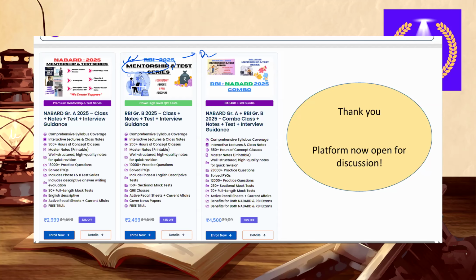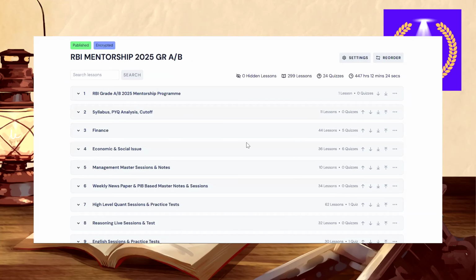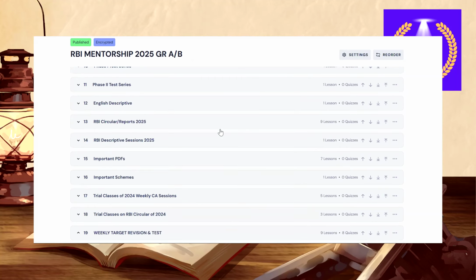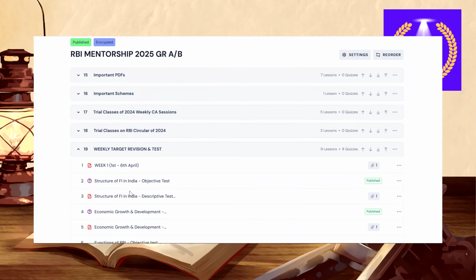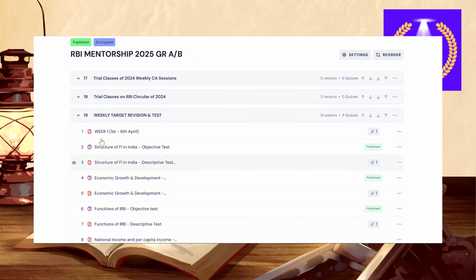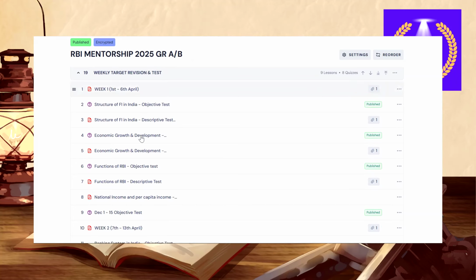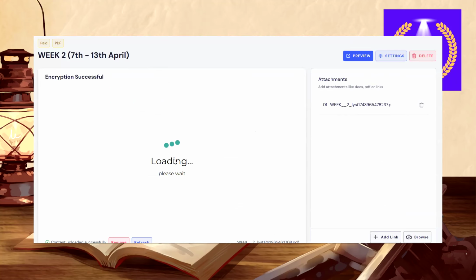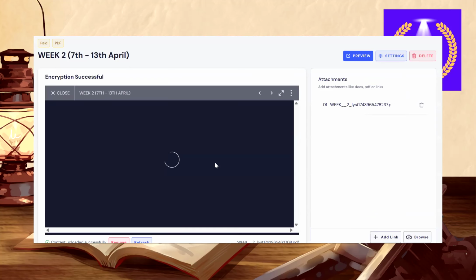Let me show you. Is my screen visible to everyone? Is it visible? All right. So here in this column, you can find the weekly targets. The first week from 1st to 6th of April was there. The second week got over today only, and such types of targets we provide to our students.